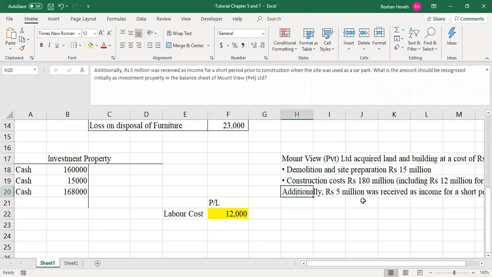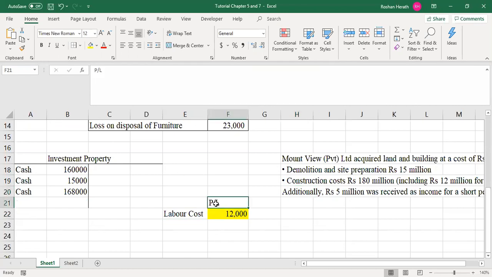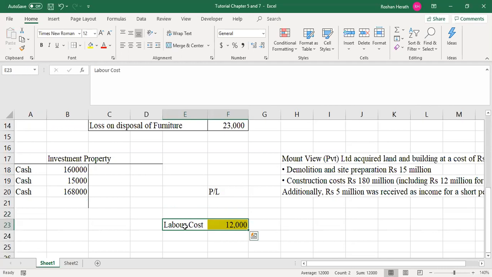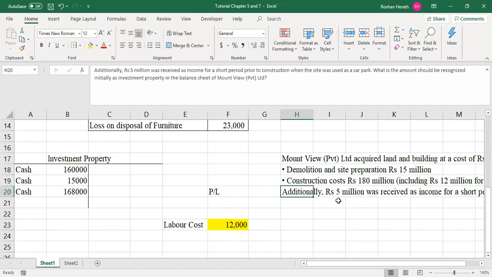Then it talks about additional rupees 5 million that you had received before you start the construction. This is a very practical aspect, isn't it? You have a kind of building, or a property, say it's a land or something. Until you start the construction, it is pretty common that you may be occupying that to earn some other income. So here also you have done the same. You have occupied that as a kind of park, and in that you have earned some income.